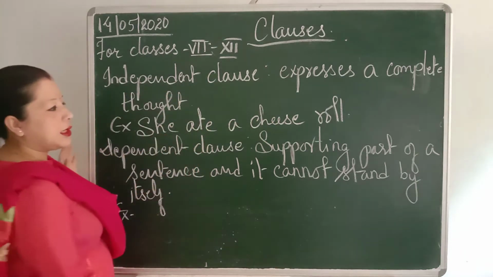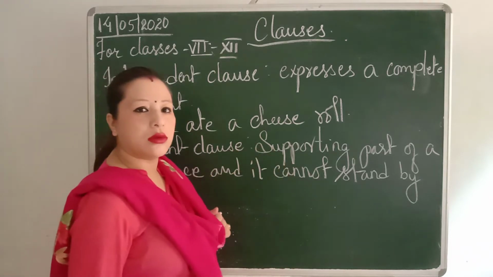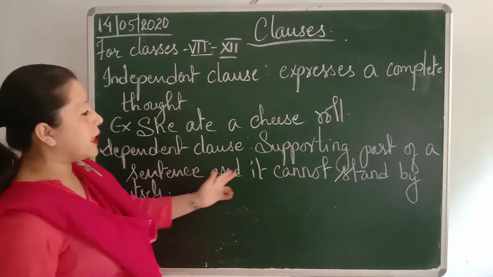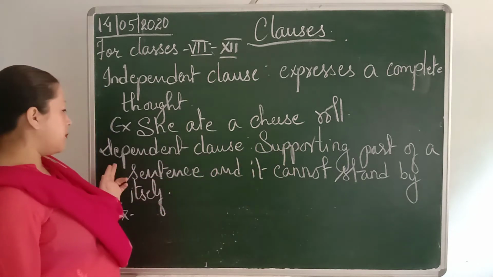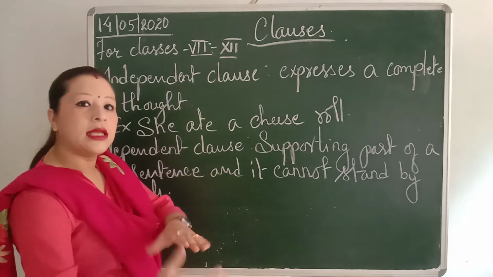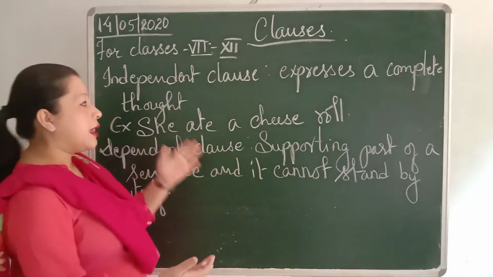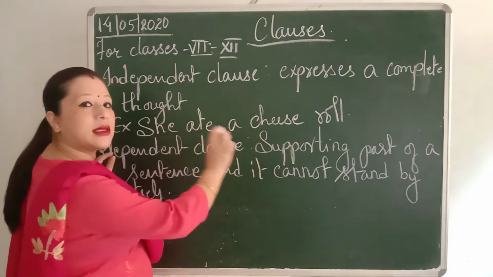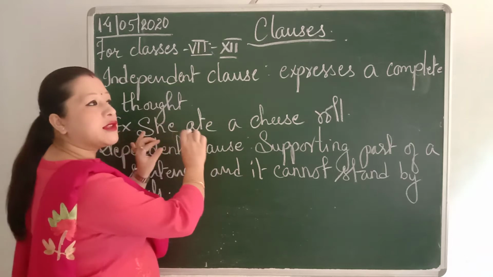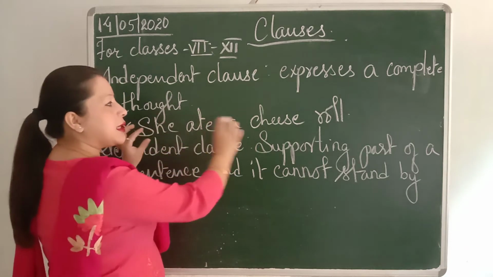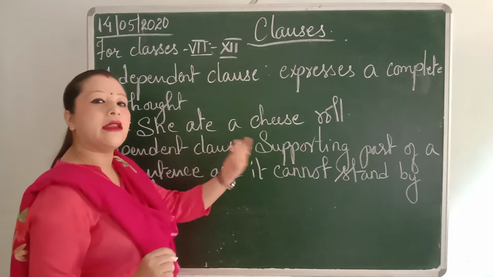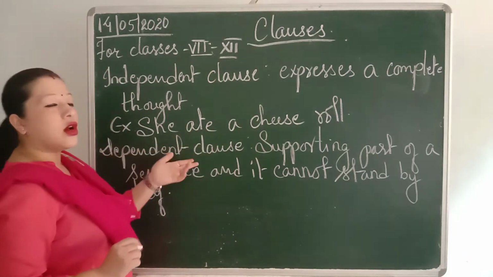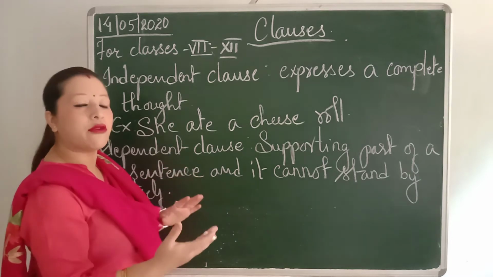A dependent clause cannot stand on its own. It needs the support of another clause, a supporting part of a sentence, and it cannot stand by itself. A dependent clause is dependent on the second clause. In the first example, you can see she ate a cheese roll. This is just a single clause, and it gives a complete meaning. This example is not dependent on any other clause. So this is an independent clause, and in a dependent clause, one clause takes help from the other clause.